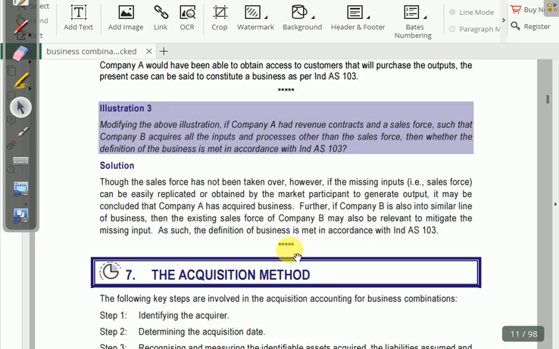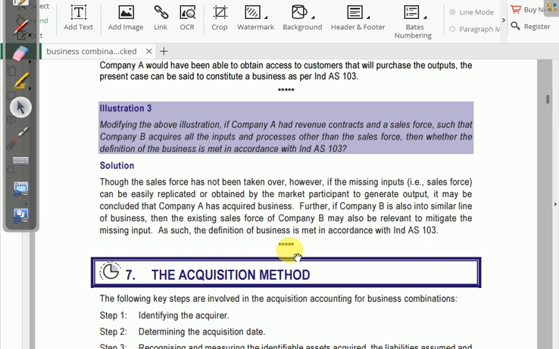Modifying the above situation, if company A had revenue contracts and a sales force, such that company B acquires all the inputs and processes other than the sales force, then is the definition of business met in accordance with Ind AS 103? कोई कंपनी बी है, उसने पूरी कंपनी को खरीद ली, सिर्फ सेल्स डिपार्टमेंट को नहीं खरीदा, क्या इसके बारिंग से वो बिजनेस होना बंद हो जाएगा?